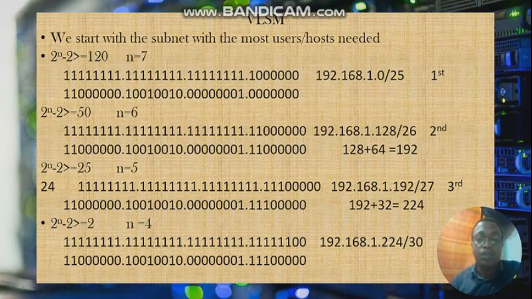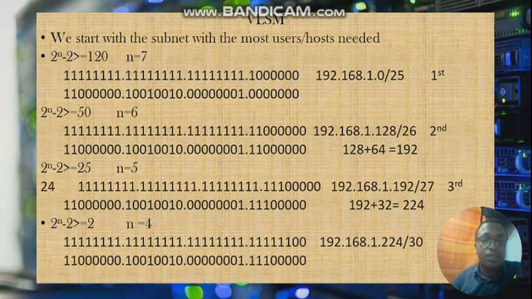It's supposed to be greater than or equal to 120, and when we increment by 1, we are going to get the value of n being 7. 2 raised to the power of 7 is 128. When you minus 2, you get 126, which is greater than or equal to 120. So we are going to use that 128 as our number.